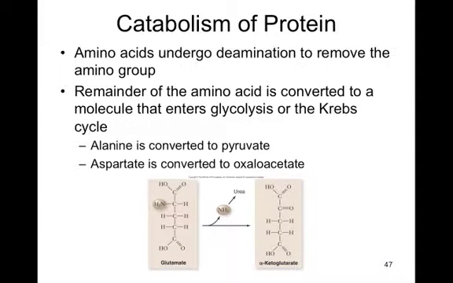Now, how do things other than carbohydrates get fed into the cellular respiration scheme? Well, amino acids have to first undergo a process called deamination. That basically removes the amino group. The remainder of the amino acid is converted into a molecule that can either enter glycolysis or the Krebs cycle. For example, alanine is converted directly into pyruvate, so it can enter right where pyruvate is. And aspartate is converted to oxaloacetate, and so its carbons can enter in the Krebs cycle.